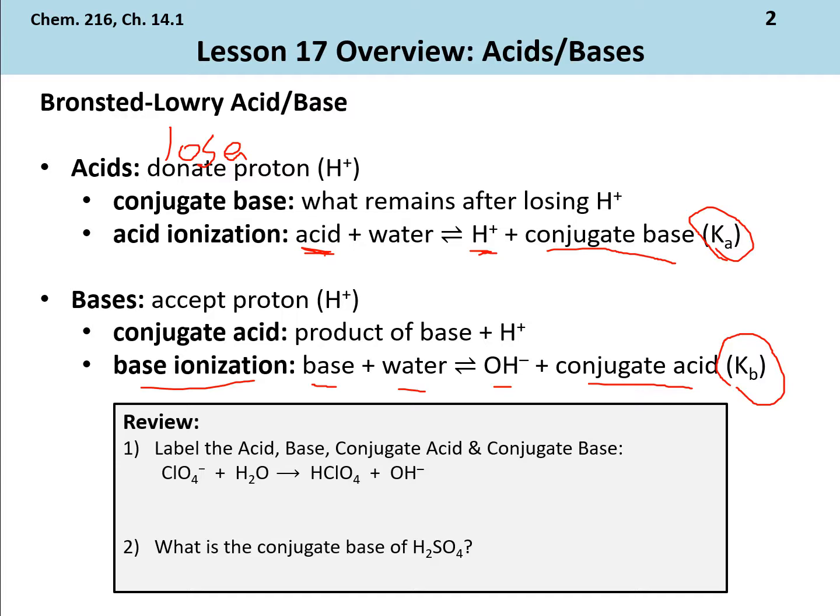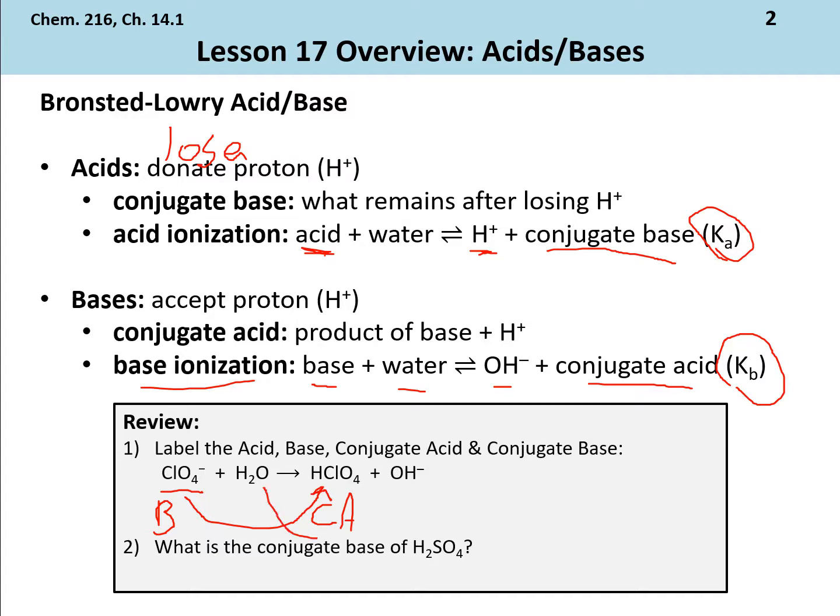So let's think about that ClO4-. What's happening to that ClO4-? Is it gaining or losing an H+? Well, it's not losing H+, because it never had it, right? If I can't lose $1 billion because I don't have $1 billion. So instead, it's actually gaining an H+. That makes it a base. Okay? Gaining an H+ makes it a base. And what it becomes, we call a conjugate acid.